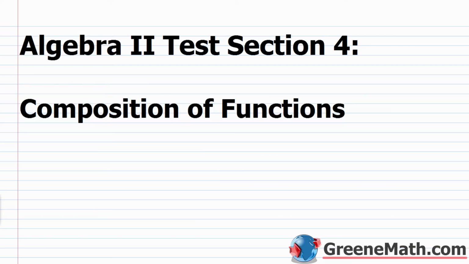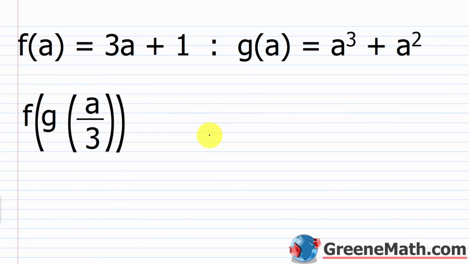Hello and welcome to Algebra 2 Test Section 4 on composition of functions. All right, so we're going to take a look at f of a equals 3a plus 1, g of a equals a cubed plus a squared, and we're trying to find f of g of a over 3. So what is this going to be?